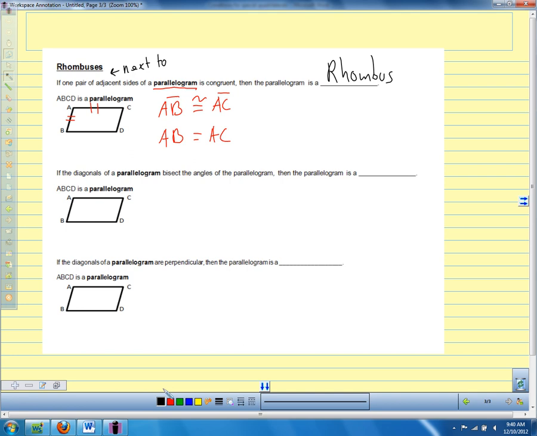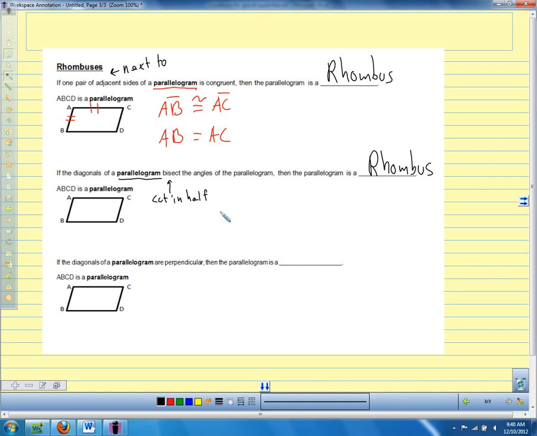Questions on that one? All right, the next one. If the diagonals of a parallelogram bisect the angles of the parallelogram, then the parallelogram is a rhombus. And again, what did we say bisect means? Cut in half.